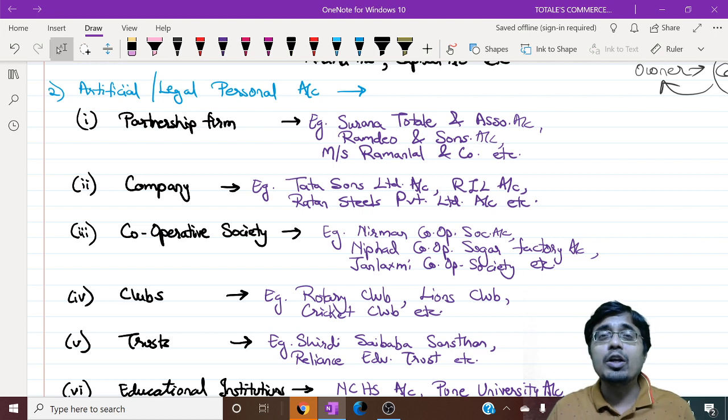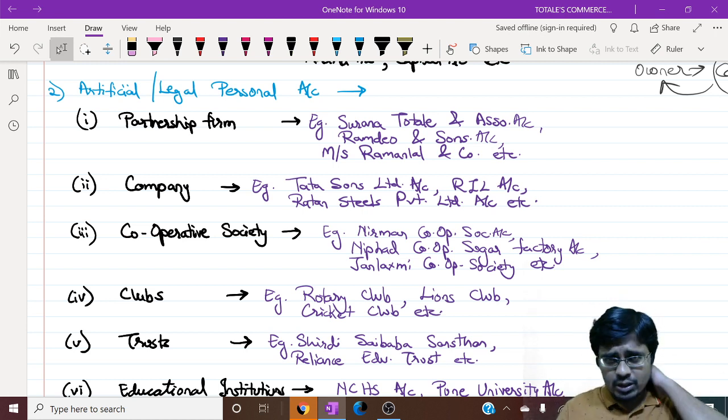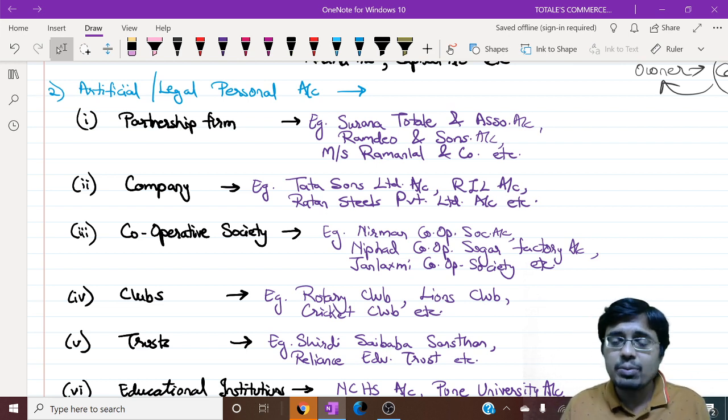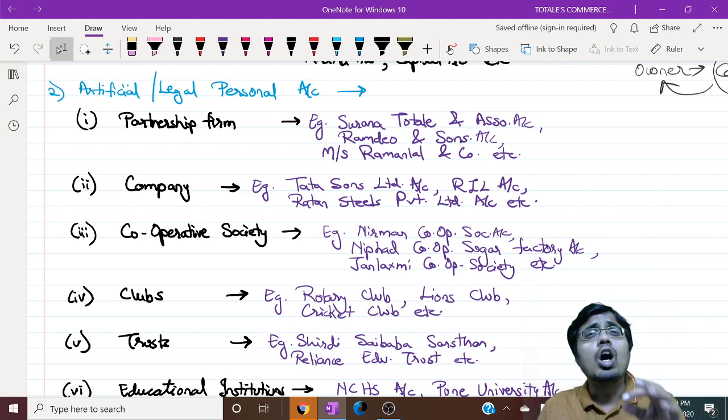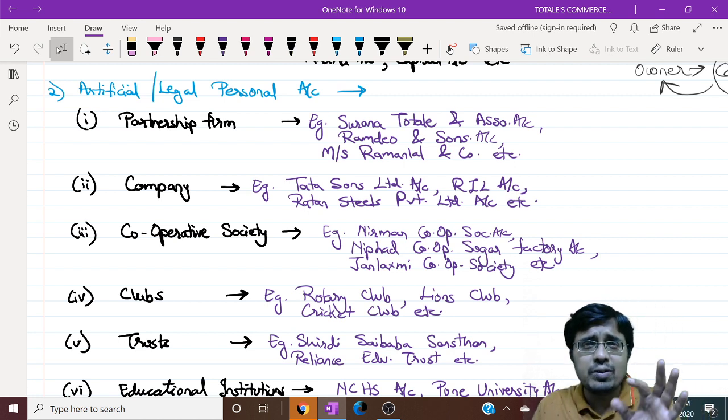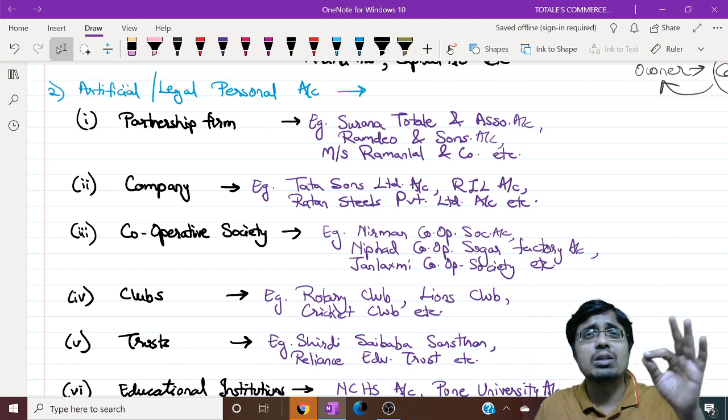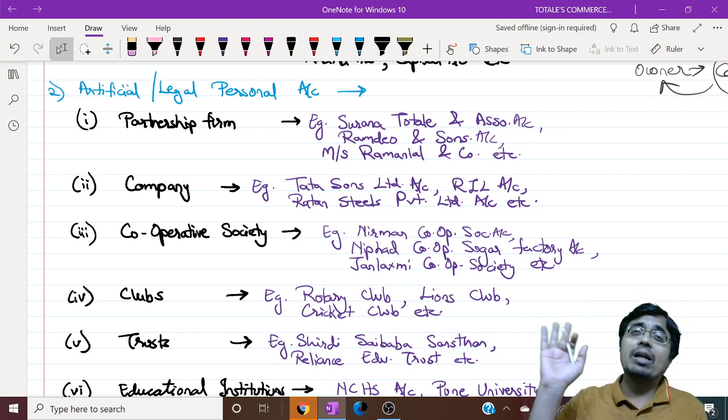Partnership firm, where two or more people come together to carry out business together with the aim of earning profit. So that is a partnership. Example: Surana Totle and Associates account, Ramdev and Sons account, Messrs. Raman Lal and Company account. In simple words, all accounts with "and Sons," "and Brothers," and "and Associates" are partnership firms.